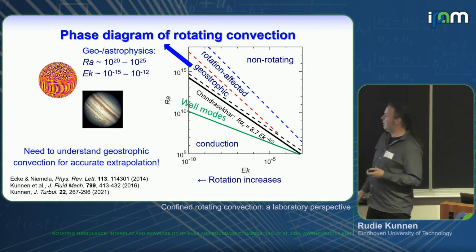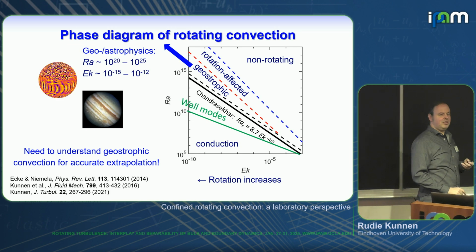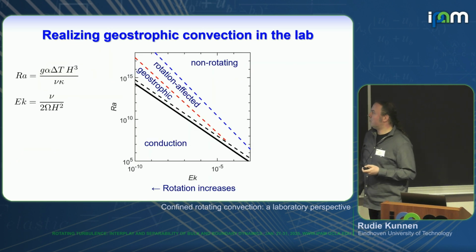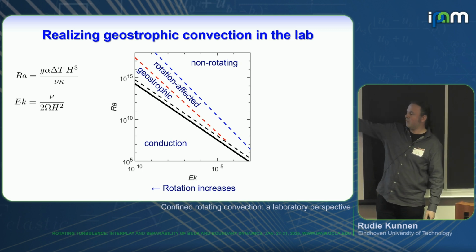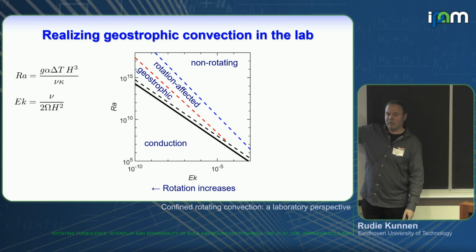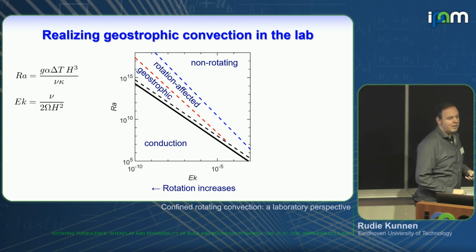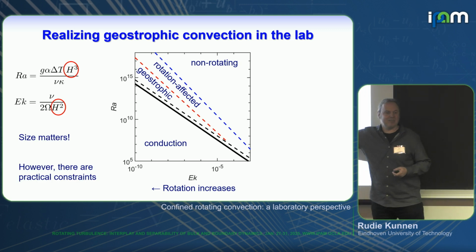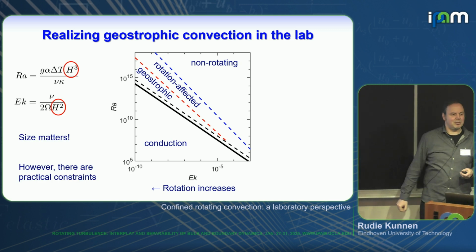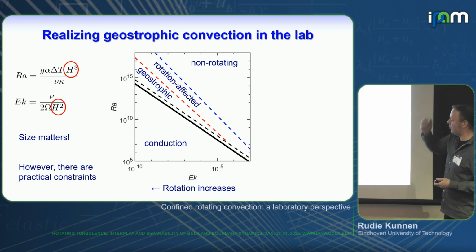So the task is, given these constraints, let's build a device and let's push the envelope. So how are we going to do this? Well, we need to make Rayleigh as large as we can while simultaneously making Ekman as small as possible. Looking at the definitions, well, the obvious candidate is the height. So making a tall setup gives you high Rayleigh numbers and small Ekman numbers.